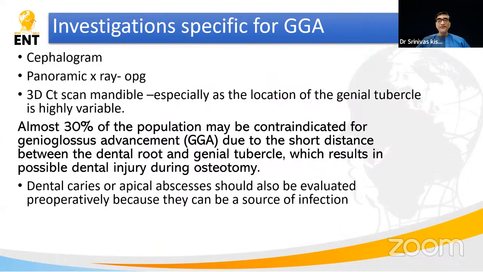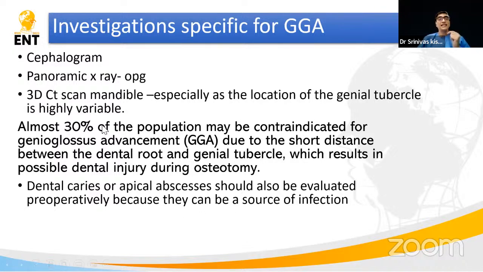So what are the investigations that you do for a genioglossus advancement? You have to get a cephalogram, either a CT cephalogram or just a lateral cephalogram. Two, you need to get an OPG. Once you get a lateral cephalogram and an OPG, you can actually understand if there is very close approximation of the geniotubercle to the roots of the teeth. Why is that important?